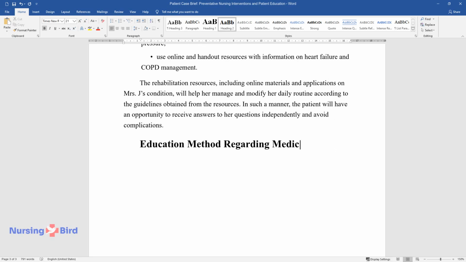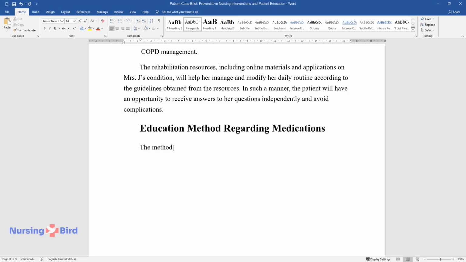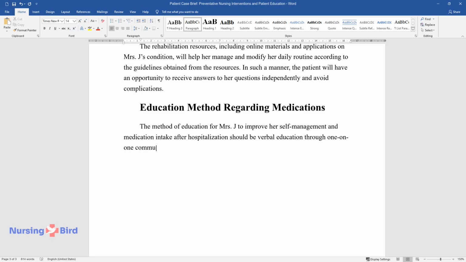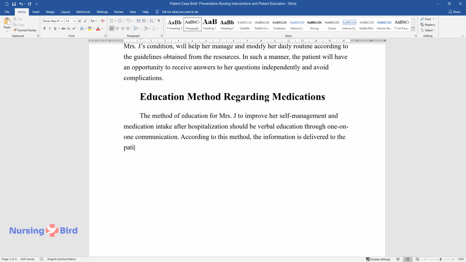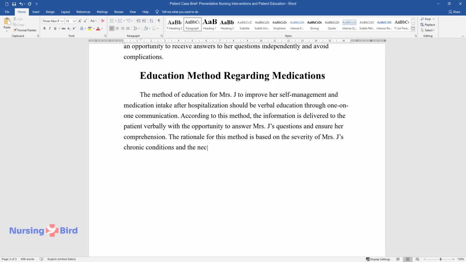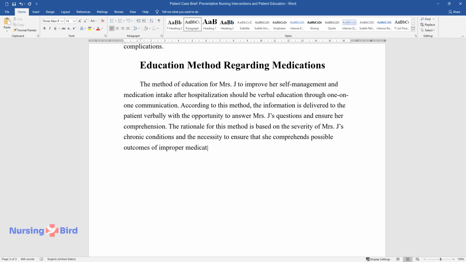Education method regarding medications. The method of education for Mrs. J to improve her self-management and medication intake after hospitalization should be verbal education through one-on-one communication. According to this method, the information is delivered to the patient verbally with the opportunity to answer Mrs. J's questions and ensure her comprehension. The rationale for this method is based on the severity of Mrs. J's chronic conditions and the necessity to ensure that she comprehends possible outcomes of improper medication intake.